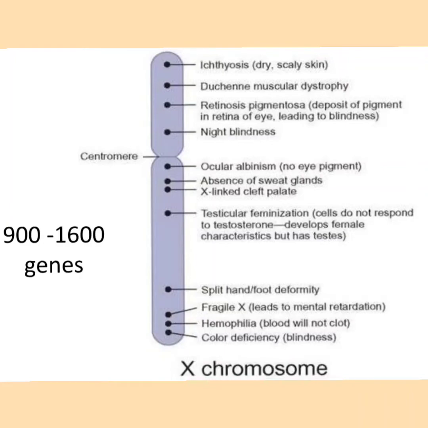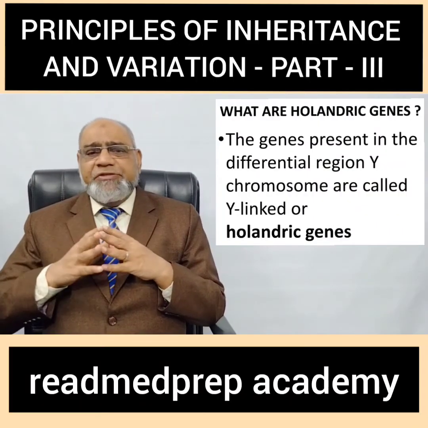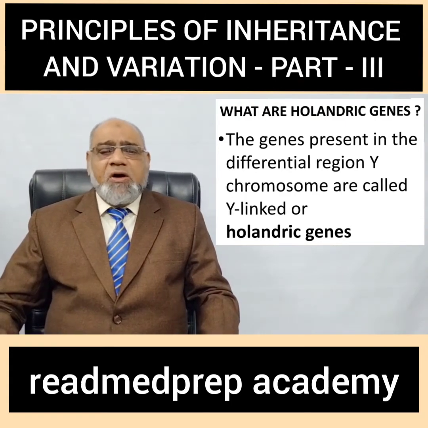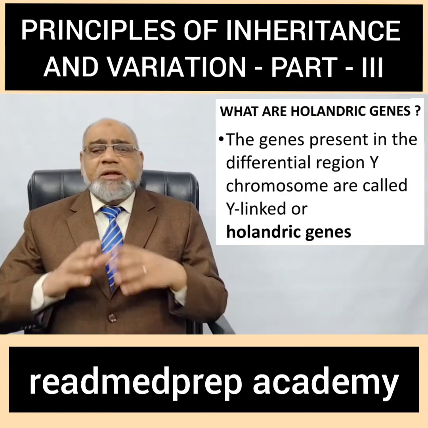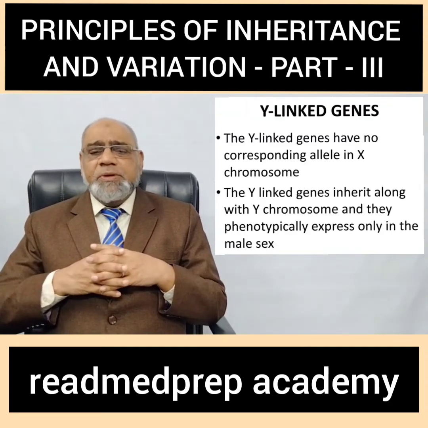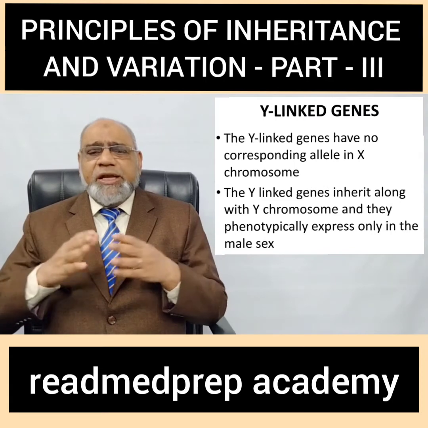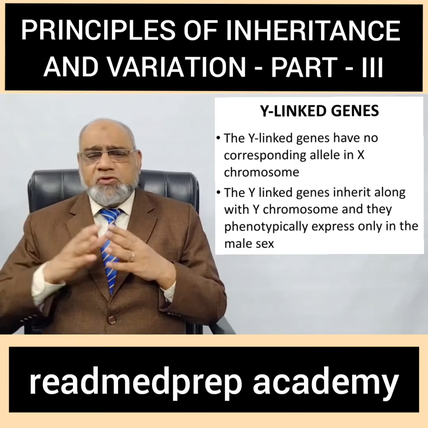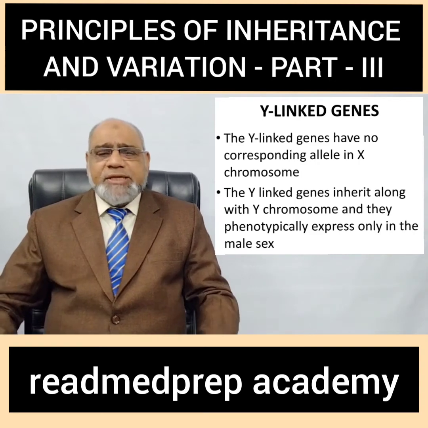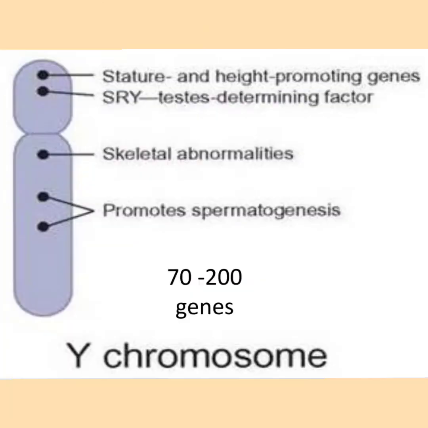What are Holandric genes? The genes present in the differential region of the Y chromosome are called Y-linked genes or Holandric genes. The Y-linked genes have no corresponding allele in the X chromosome. The Y-linked genes are inherited along the Y chromosome and they are phenotypically expressed only in the male sex. The Y chromosome contains 70 to 200 genes.